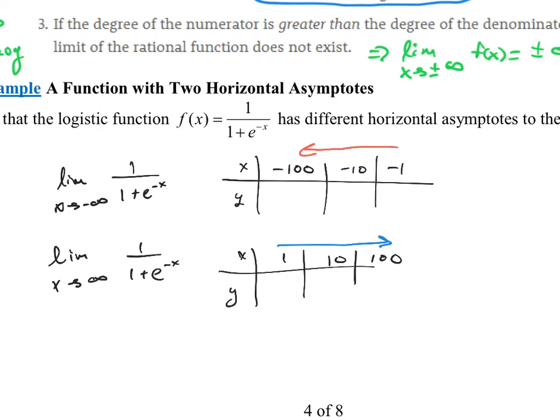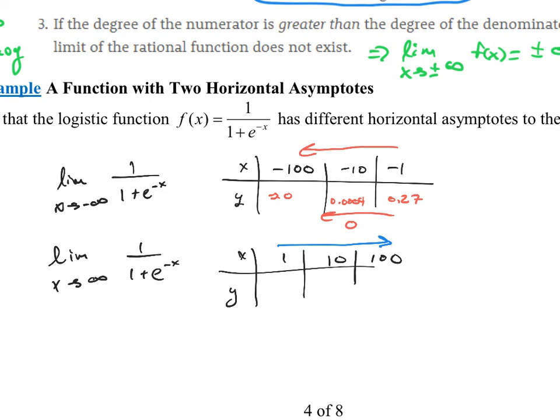Okay, so what do I get? When I plug those numbers in, for -1 I got 0.27, then I got 0.0004, and then I got 3.72e-44. What does that mean? That means move that decimal to the left 44 times. So that's essentially equal to 0. So as I go to the left, my y values are approaching 0 for sure.